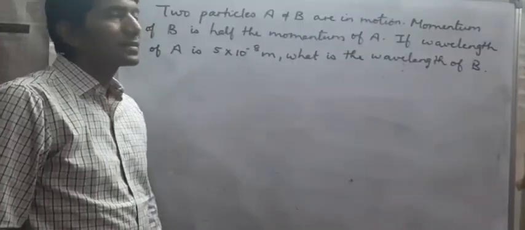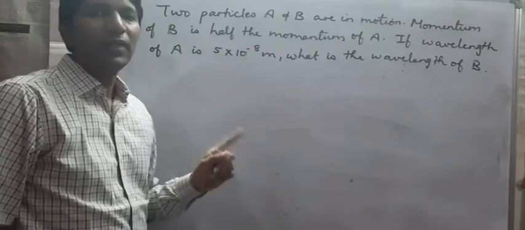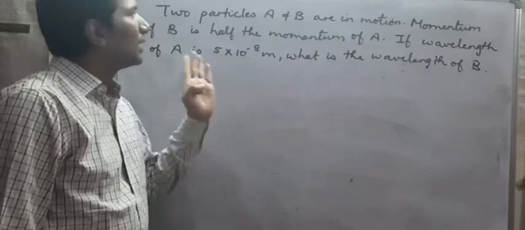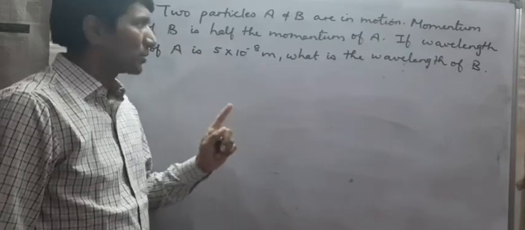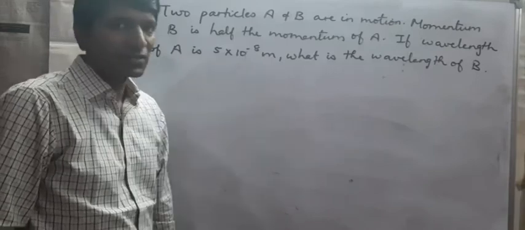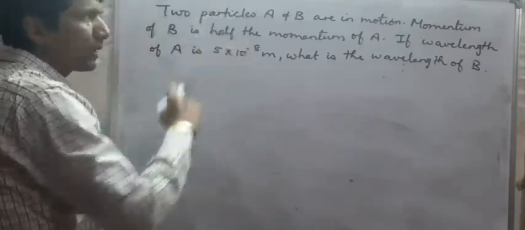Now here is the third variety of numerical where we are comparing the wavelengths of two different particles which are in motion. Okay, so we need to look at the given data, analyze it, and then place the values and solve it. Okay, so there are two particles A and B.